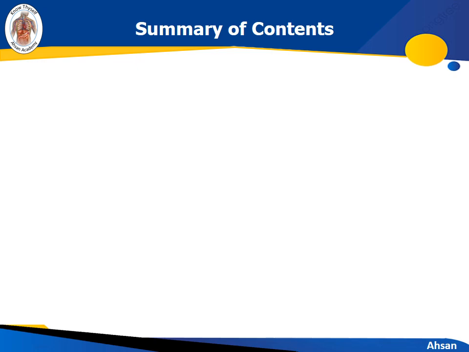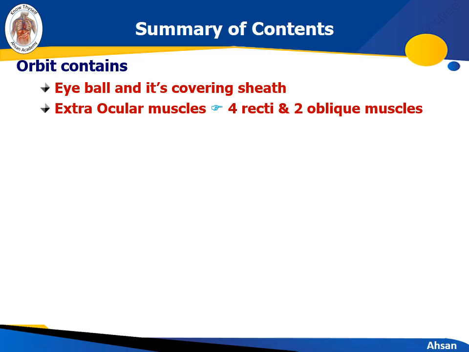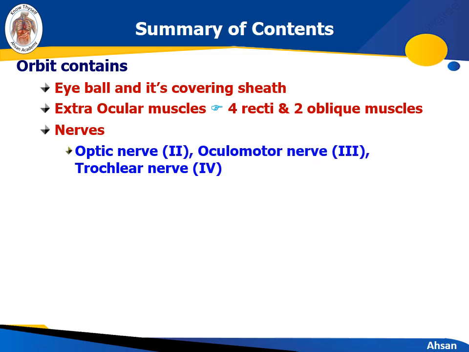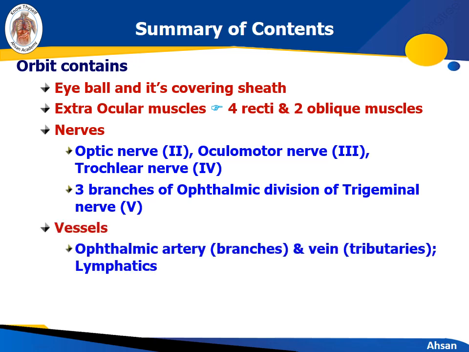So let us go for a summary of the contents. One by one I will classify that content. So orbit contains eyeball and its covering sheath. There's extraocular muscles, 4 recti muscle and 2 oblique muscles. Nerves include the optic nerve, oculomotor nerve, trochlear nerve, and 3 divisions of the ophthalmic division of trigeminal nerve. Vessels include the branches of the ophthalmic artery, tributaries of ophthalmic vein, and lymphatic vessels.